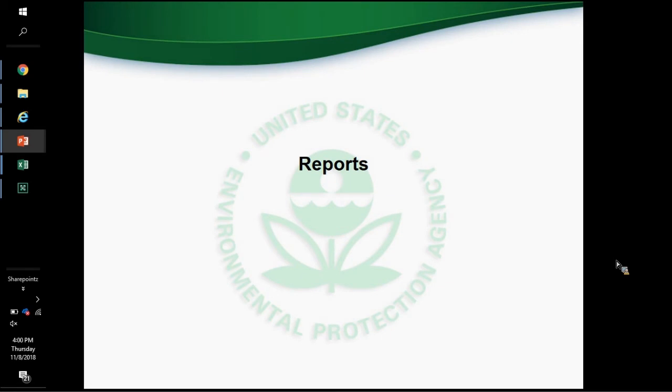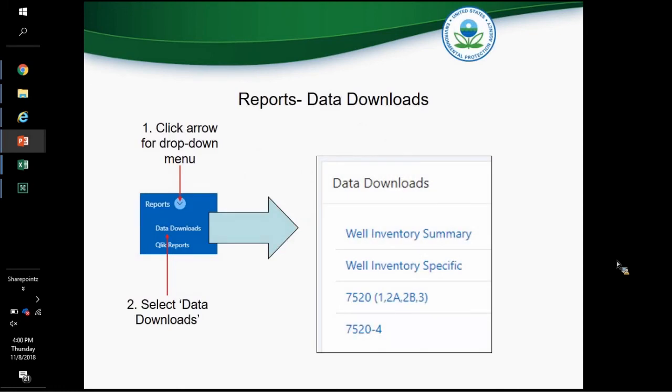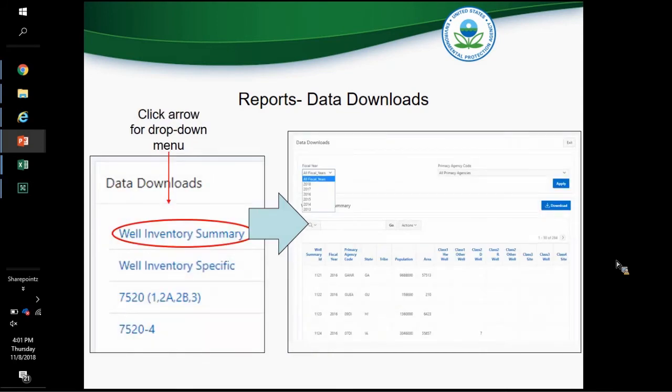So I'm going to shift gears next and discuss the reporting module and how you can use the reporting module to download and analyze data. To begin, you use the drop-down menus, and you can select either data downloads or click reports. I'll discuss each of those sequentially. If you select data downloads, you see a list of 4 data download reports. I'll show you what it looks like for the first one. That's called Well Inventory Summary.